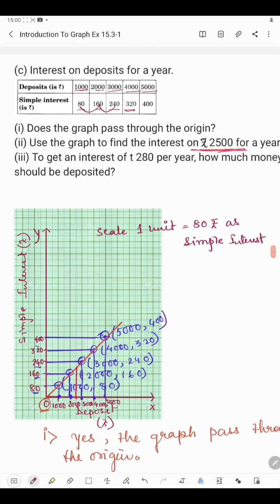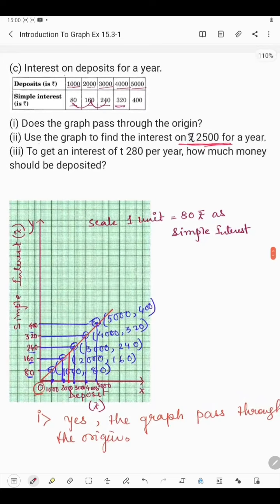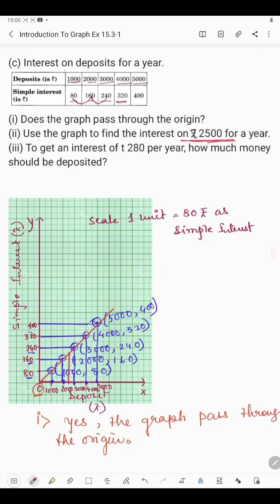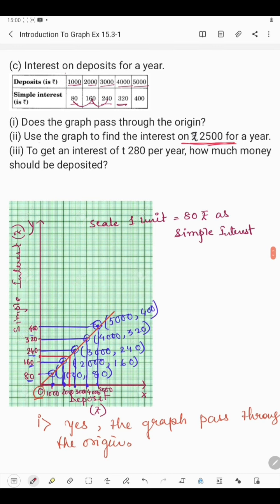Since we have to find the interest on rupees 2500, to find the interest we will have to go towards the left, because that is on the y-axis. The y-axis is measuring the interest, right? So here, see, this is coming exactly in between 160 and 240. So what will be the interest? Now we have considered 1 unit equal to 80, meaning from 160 to 240 the gap in between is 80, right?